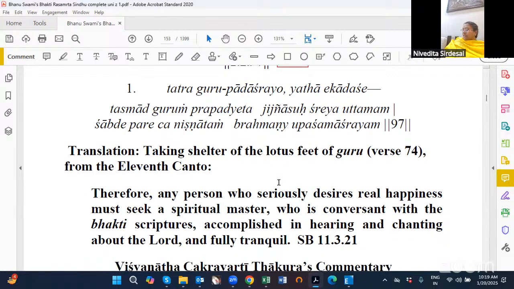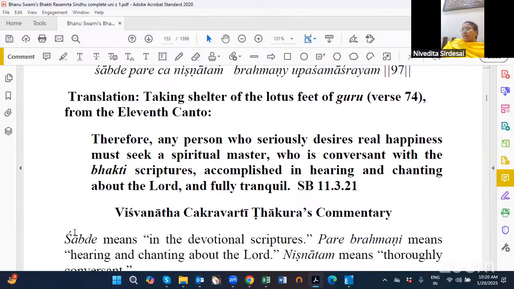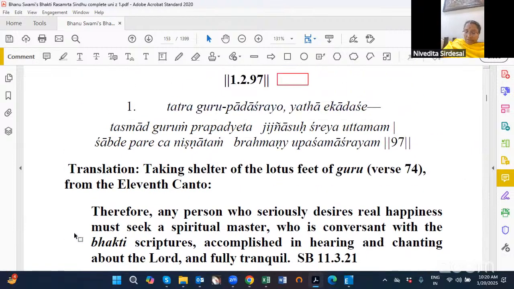Shabde Pare Cha Nishthanam: having complete faith in the Shabda. Shabda means the Vedas. And in this way, Brahmanya Upashamashrayam, taking complete shelter. Therefore, any person who seriously desires real happiness must seek a spiritual master who is conversant with the Bhakti scriptures, accomplished in hearing and chanting about the Lord, and fully tranquil. So this has been given here.